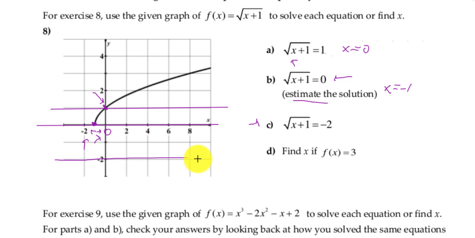Notice there's no intersection, so my answer would be no solution. And then the last one, if y is 3, what is x? So I draw a line at 3, and it looks like it intersects over here. So the answer would be x equals 8. X equals 8. That's it, right?